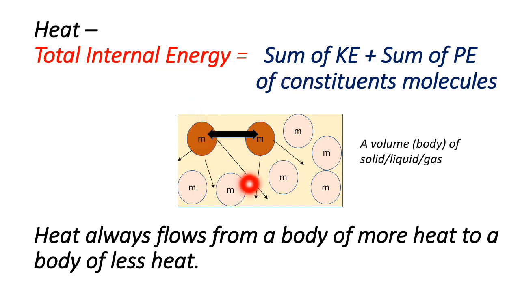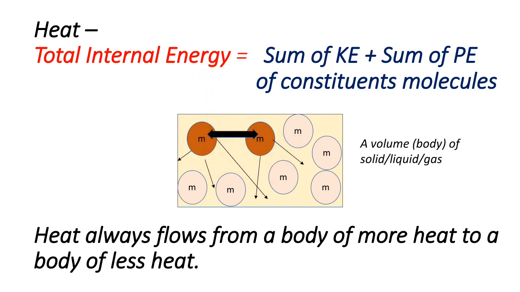Suppose this is a body. In the volume of this body there are many molecules present and each molecule is in random motion. Due to their motion they have kinetic energies. And because the molecules have intermolecular attraction, they have some potential energy too. The sum of the kinetic energies and the potential energies of all those molecules gives the total internal energy, and this total internal energy is considered as the heat associated with this body.